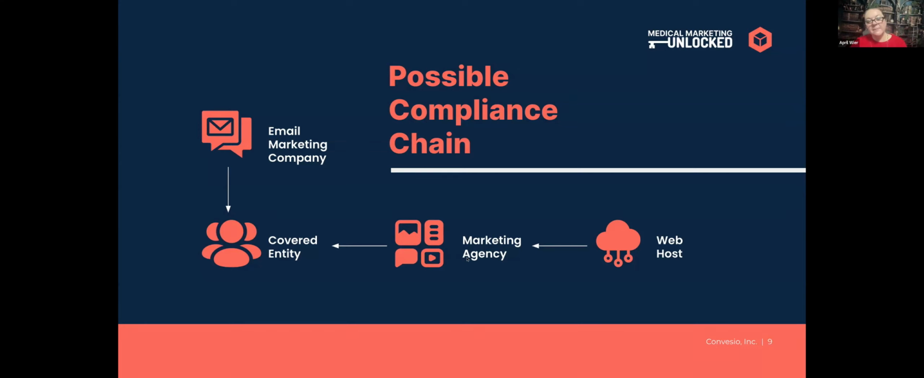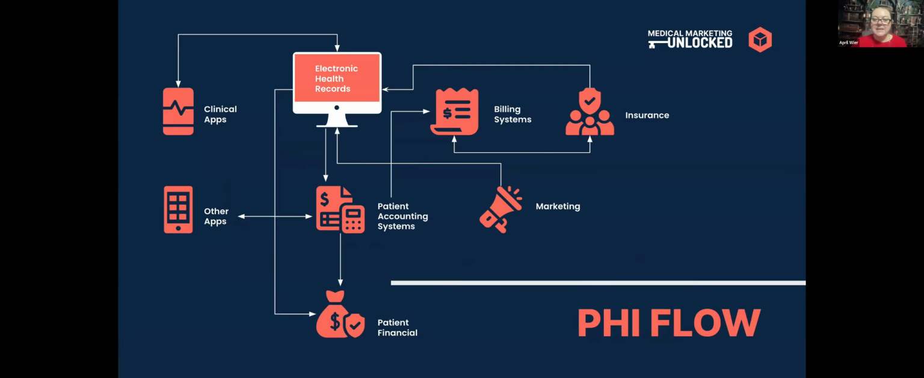The big thing about the compliance chain is we want to know where the PHI is flowing and whose responsibility it is at the time, as it's flowing through this chain. One of the things you really want to do is have a visual workflow or a visual representation of where PHI is flowing in your business.